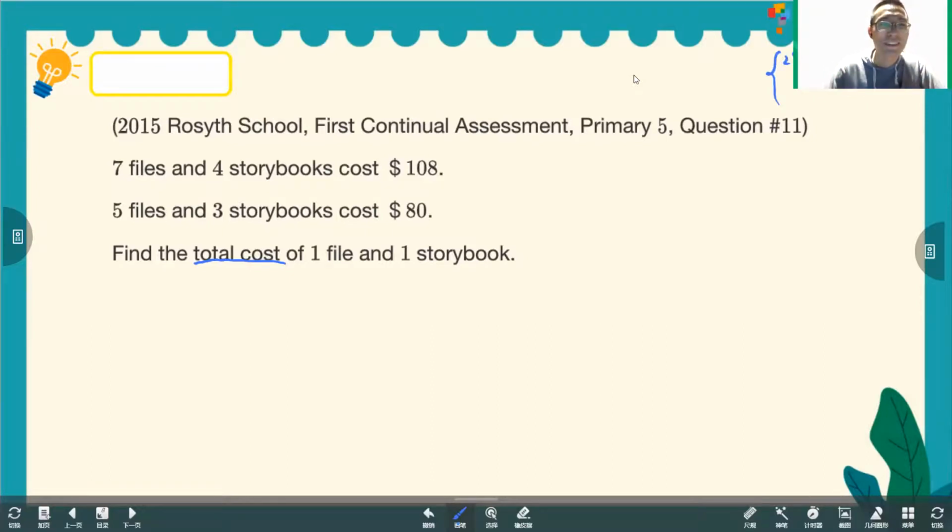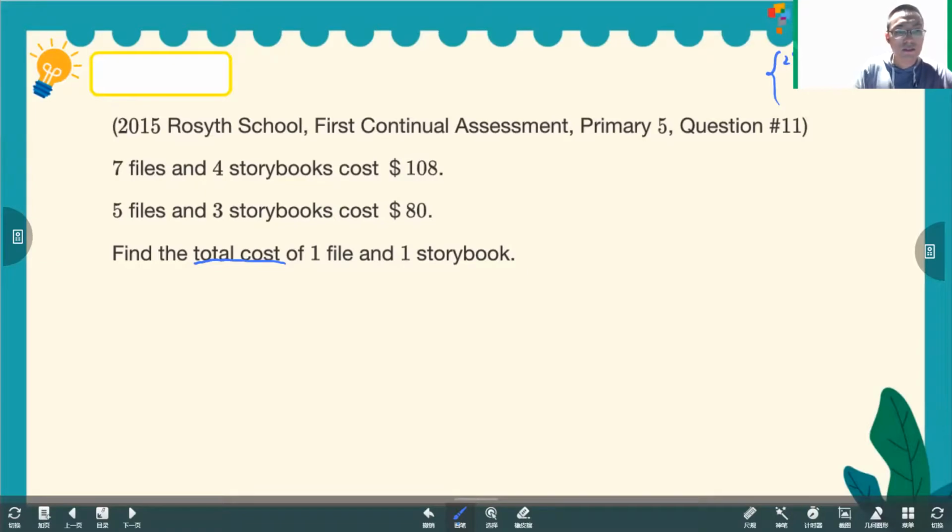Why dollar, not pounds? Because say we're at a store in America. So in a store in America, 7 files and 4 storybooks cost $108, and 5 files and 3 storybooks cost $80. Yeah, find the total cost of 1 file and 1 storybook. Good job, everyone. 24. Good. It is 24. Okay, $24. Yeah, units is also very important. So be careful not to write pound for this question. If you write pound, you will also lose marks, which we do not want.